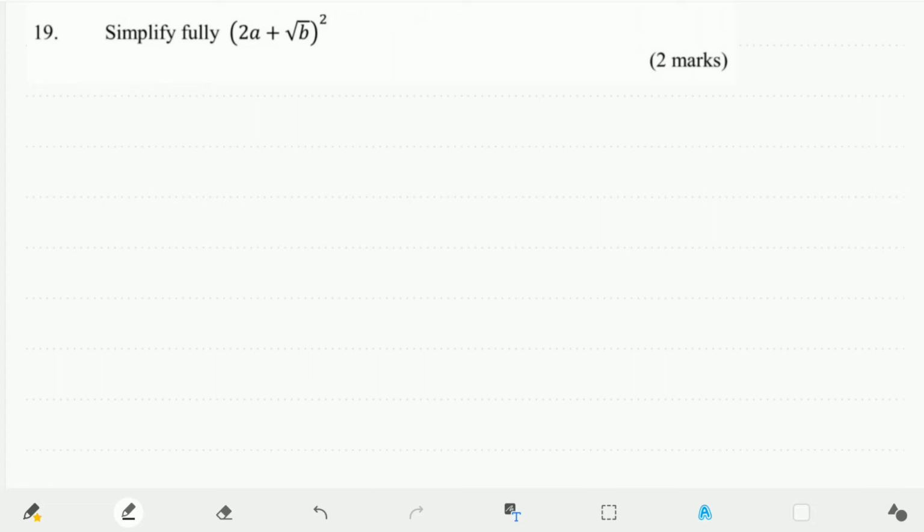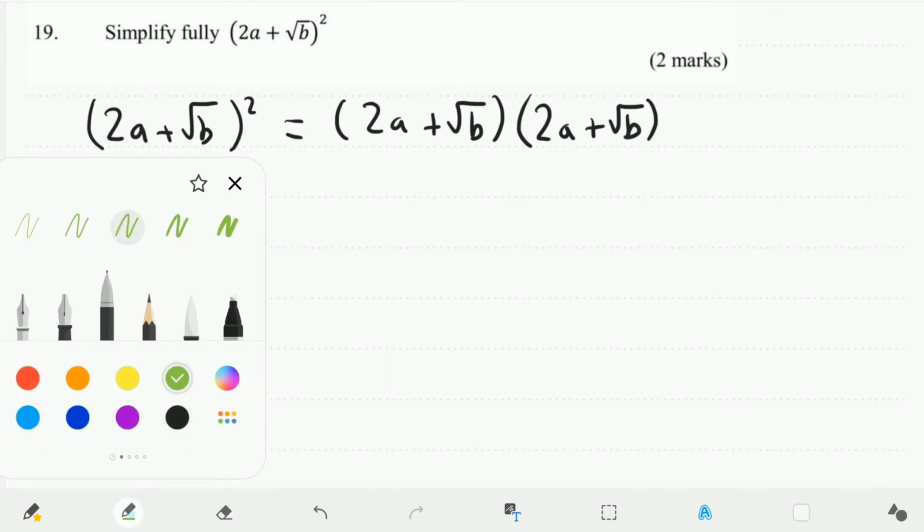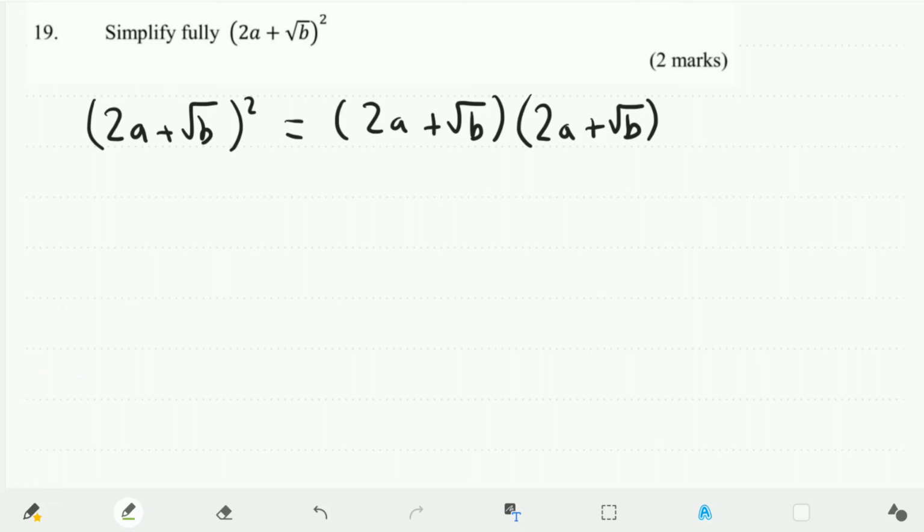All right. So our question is 2a plus the square root of b, all squared. We know that is equivalent to, well, square means to multiply something by itself. So we will have our double brackets. There we go. And now we're going to do the same thing we normally do. So that is how to expand double brackets. I have actually gone over this before when I was expanding triple brackets, so please make sure to check out that video if you don't understand how to do this.